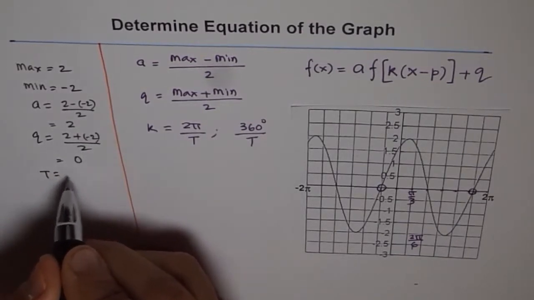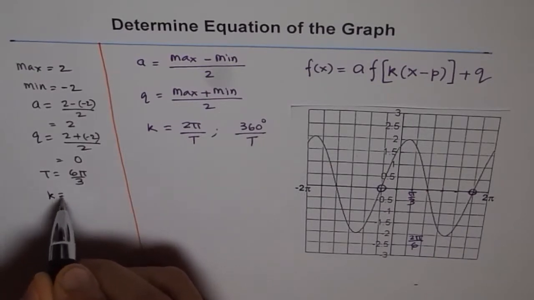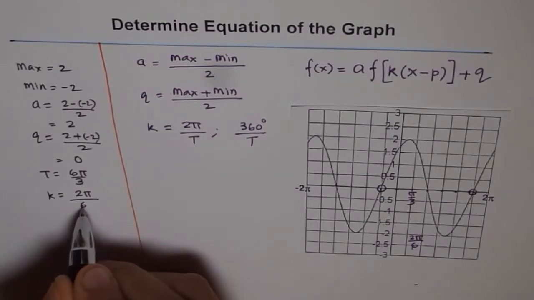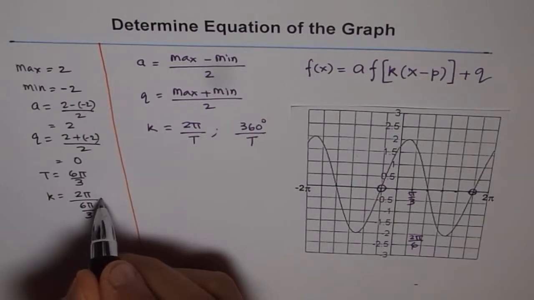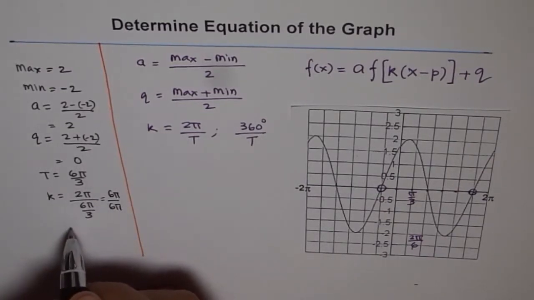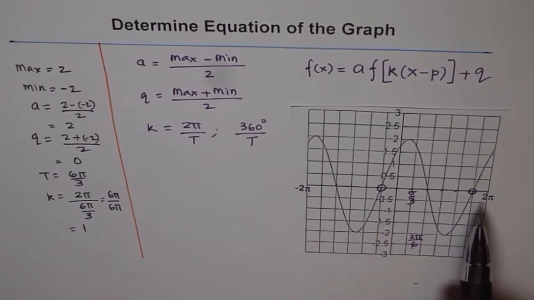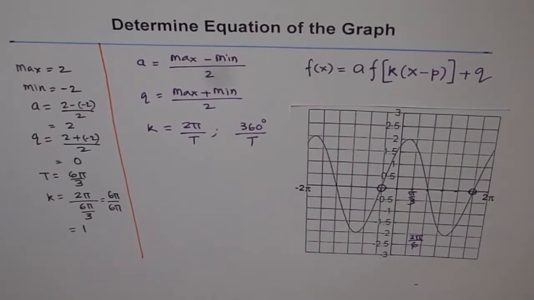So we say t equals 6 pi by 3, or k equals 2 pi divided by 6 pi by 3. This goes in the numerator, so that gives us 6 pi by 6 pi. So k is 1. K is 1, that means between 0 to 2 pi there should be only one wave. It makes sense, right? There is only one wave. So k is 1. That's perfect. So we got all these values.